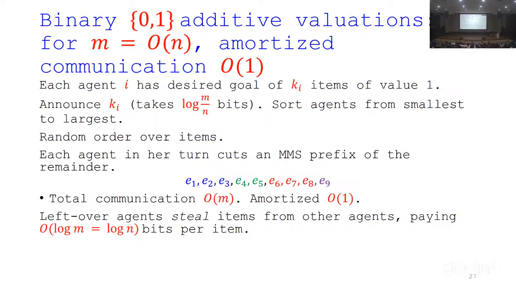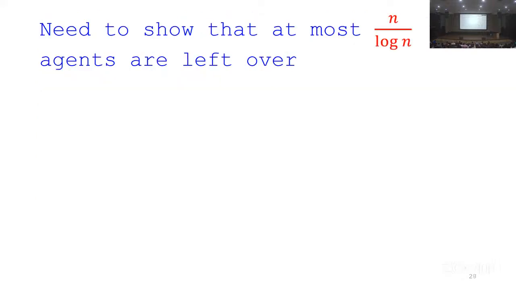So the problem in this protocol is, how much communication do we need for the leftover agents? How many leftover agents are there? They're the expensive part of the protocol. They need to steal the items. So if there are fewer than n over log n agents left over, we're fine. We can afford to let them steal items. Log n and log m are the same because m and n are the same up to constant factors. Okay, so that's what we need to show.